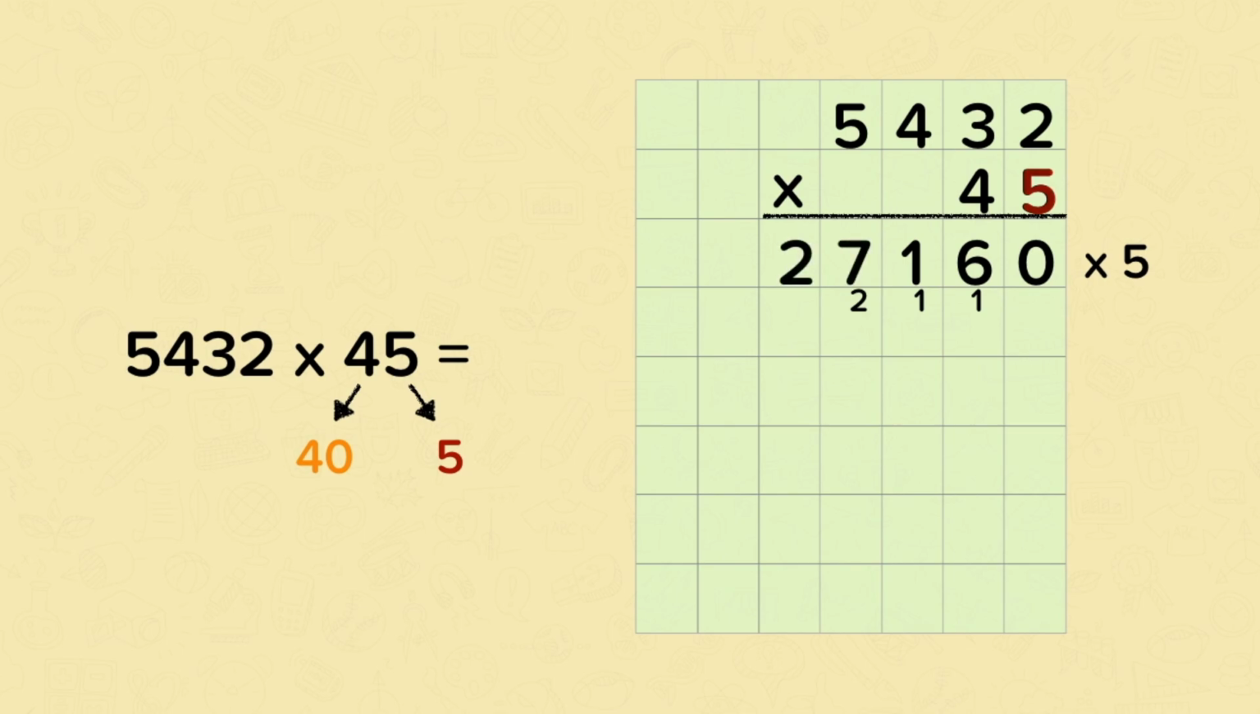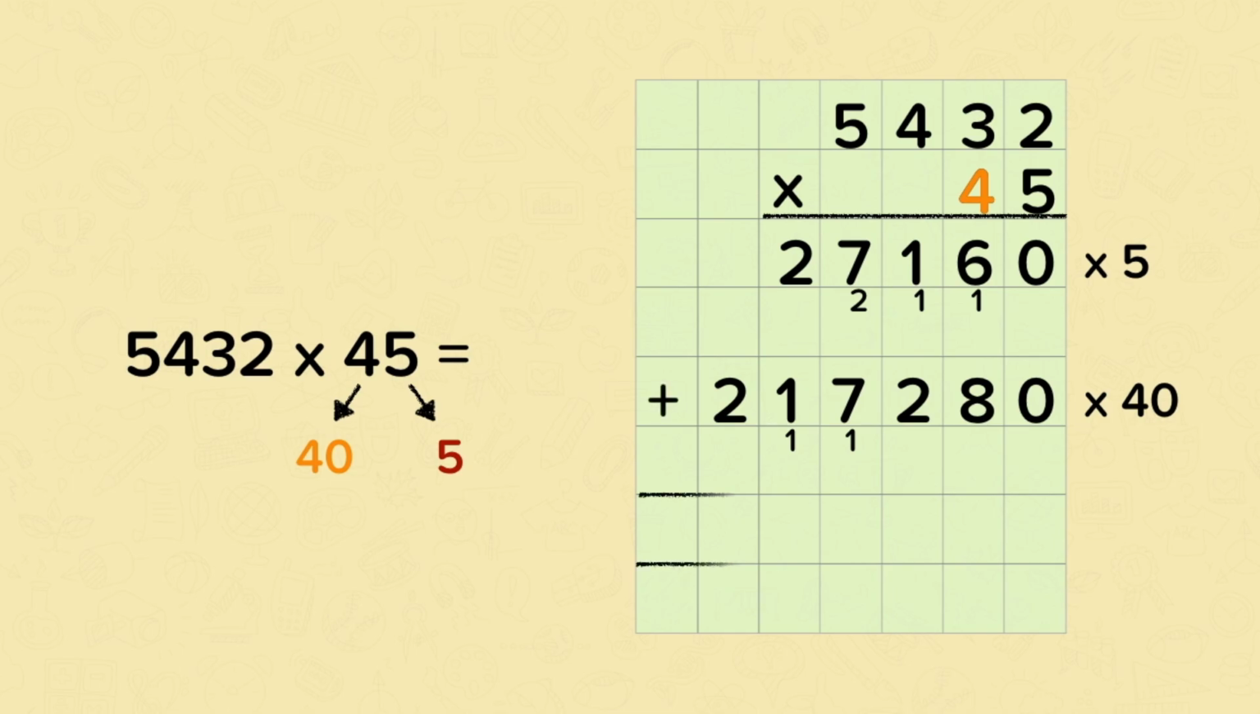Now we need to times it by 40. We're going to put a 0 in the ones place because we're actually multiplying by 40, not 4. So starting at the ones, 2 times 4 is 8. Onto the tens, 3 times 4 is 12. Onto the hundreds, 4 times 4 is 16. Add the extra 1 that we exchanged over from the hundreds, that's 17. And then 5 times 4 is 20. Add that extra 1 that we've exchanged over, that's 21. So 5,432 times 40 is 217,280, and times 5 it's 27,160.